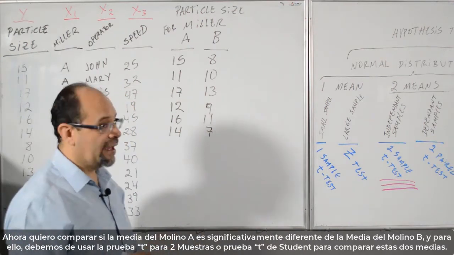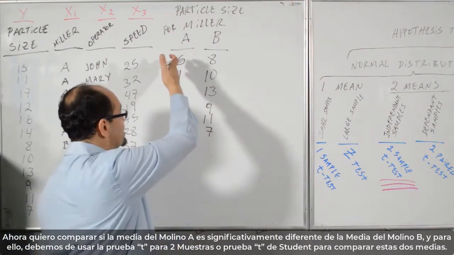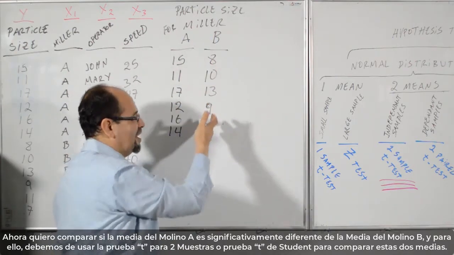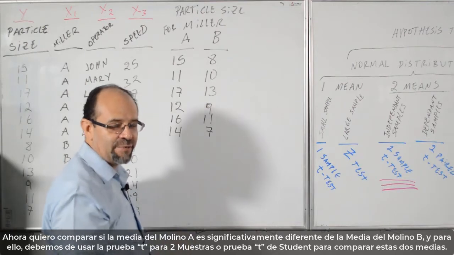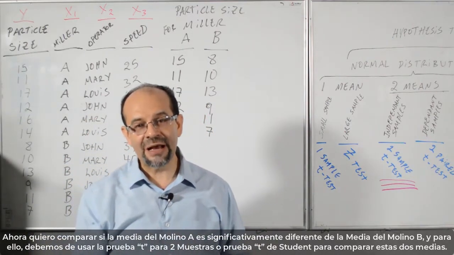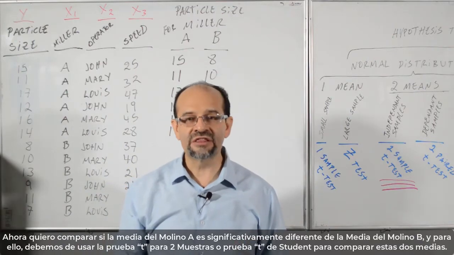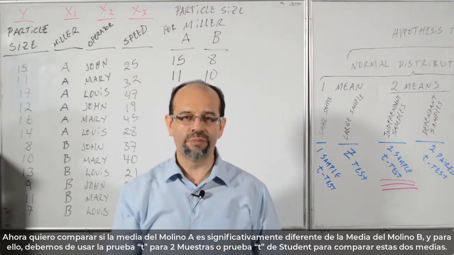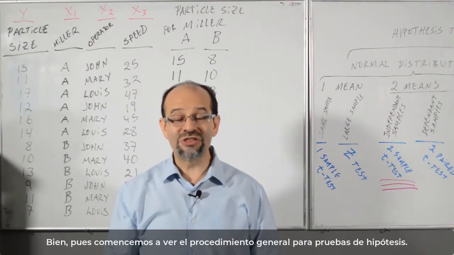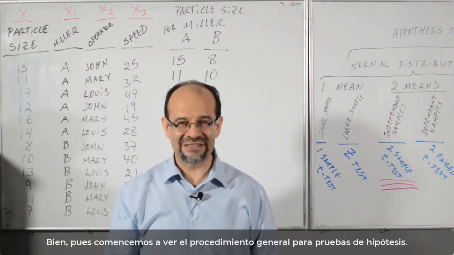So I want to compare if this mean is significantly different than the mean for Miller B. And that's why I have to use two sample t or t student test to compare those two means. Well, let's start that, and I will be talking about the procedure for hypothesis testing.